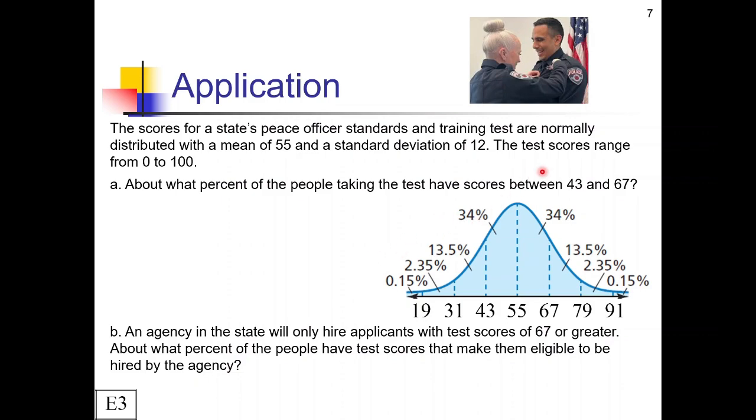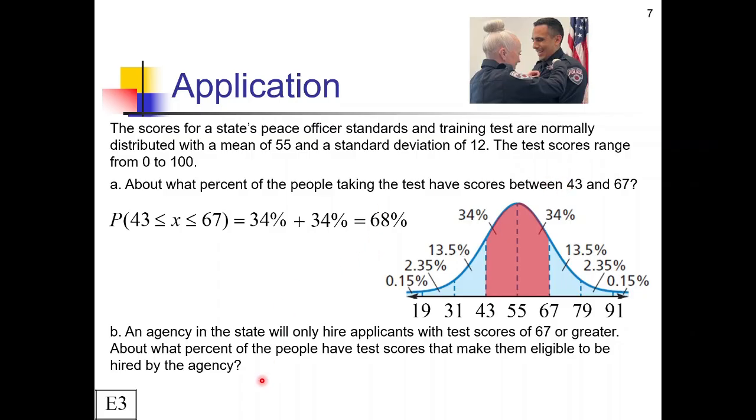So if we want scores between 43 and 67, 43 to 67 is right here in this middle area. So that's just going to be 34% plus 34%, which I don't need a calculator for. That is 68%. And yes, it is awfully convenient that they asked for exactly 43 and 67. You might be wondering, what if we're not so lucky that they ask us for things that are exactly one standard deviation in one direction or another? Well, we'll deal with that later. But for now, let's just be grateful.